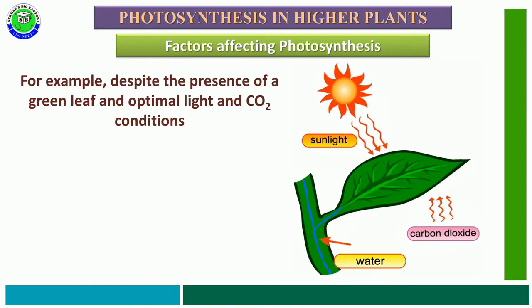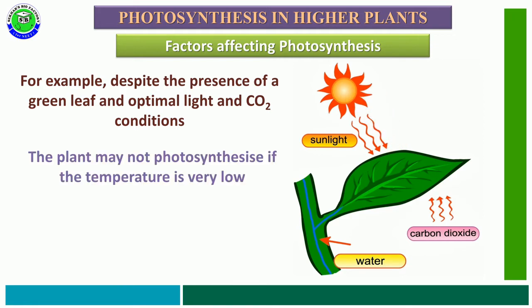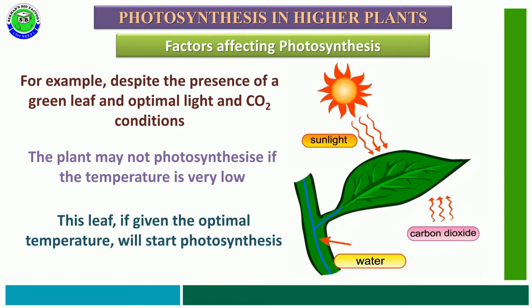For example, to prove this Blackman limiting factor, take a condition with the presence of carbon dioxide and optimal light. The plant may not photosynthesize if the temperature is very low. At this time, if the leaf is given the optimal temperature, gradually the leaf will start photosynthesis again. In this case, the temperature affects the rate of photosynthesis.